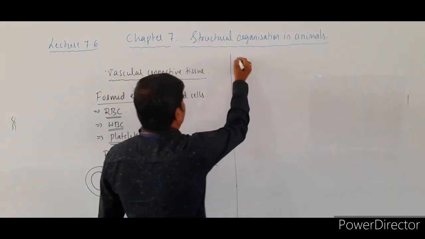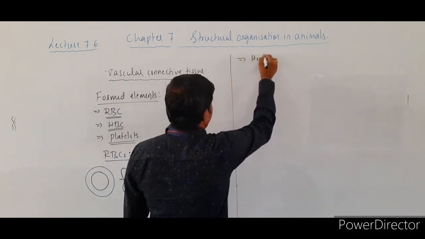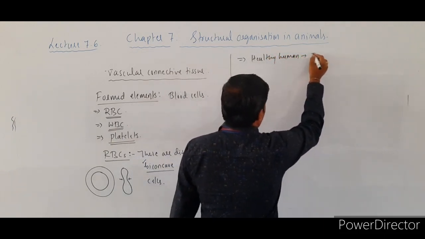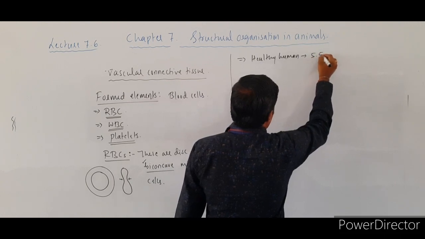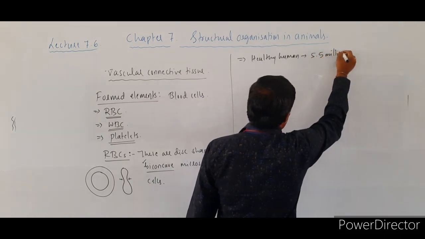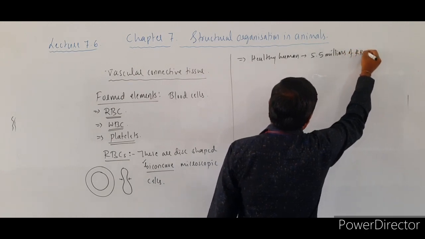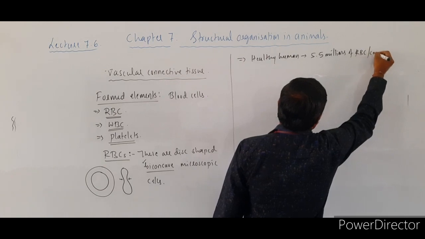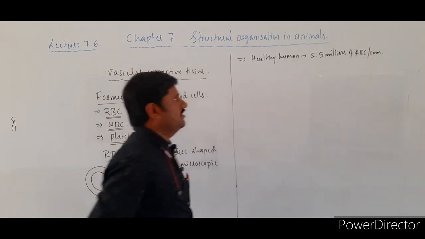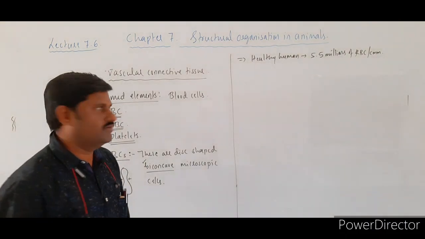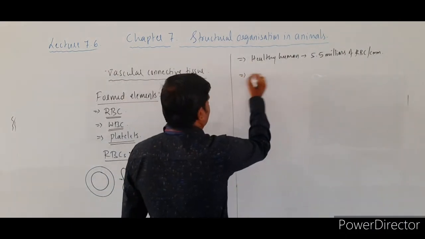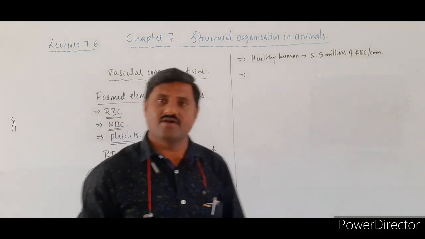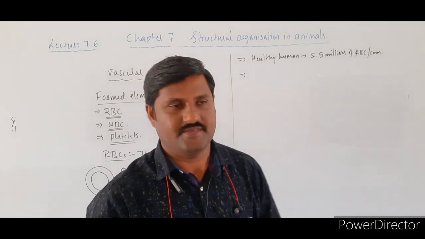Usually, a normal, healthy human has 4.5 to 5.5 million RBCs per cubic millimeter, right? So that many RBCs must be there in one normal healthy human being, right?